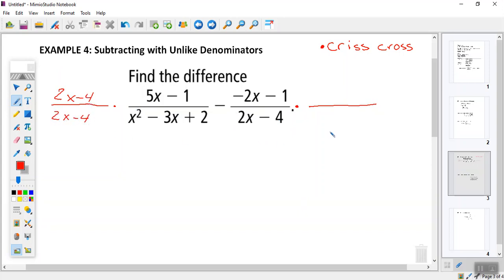Then I've got to multiply all this over here by which denominator? In a form of 1. X squared minus 3x plus 2. Yeah, x squared, good. X squared minus 3x plus 2.